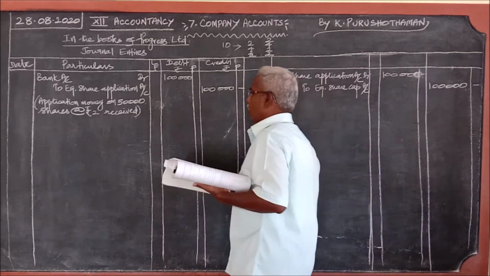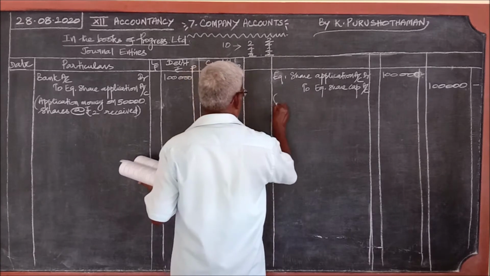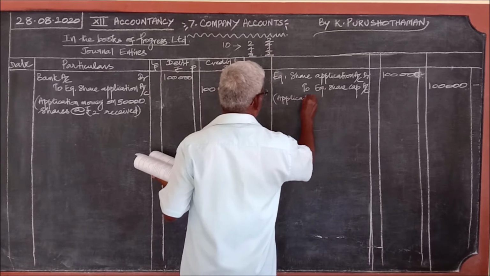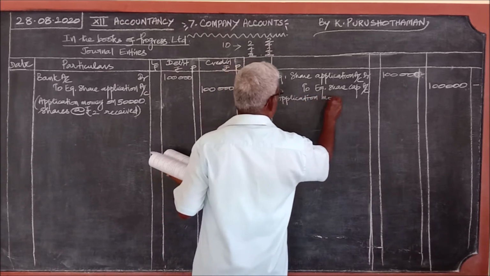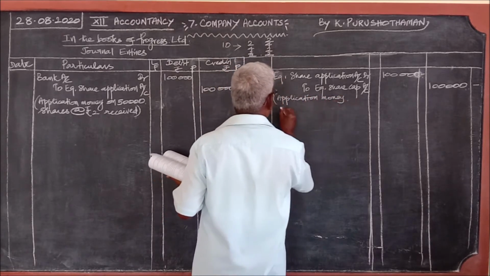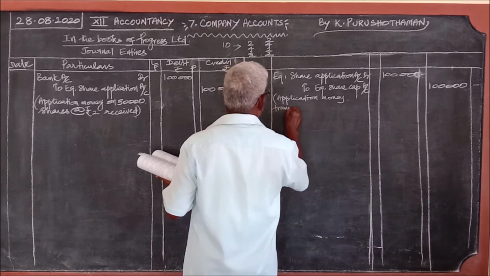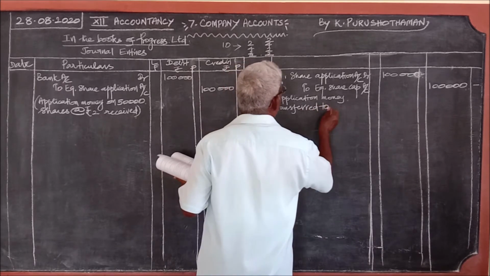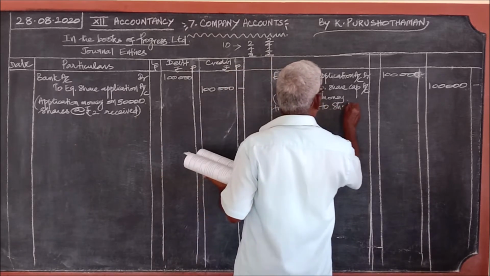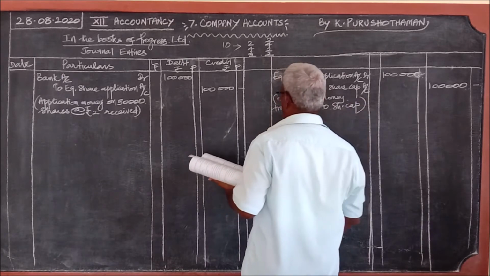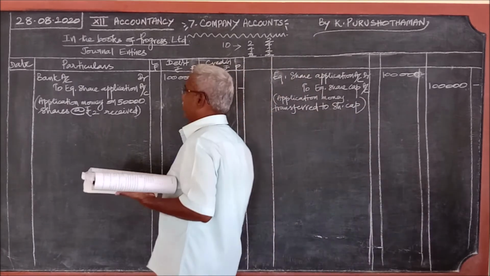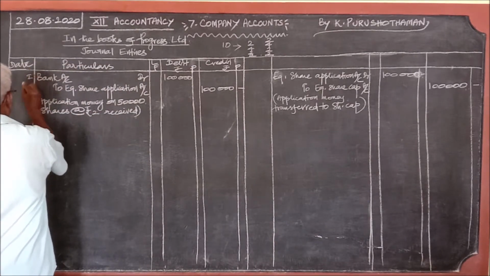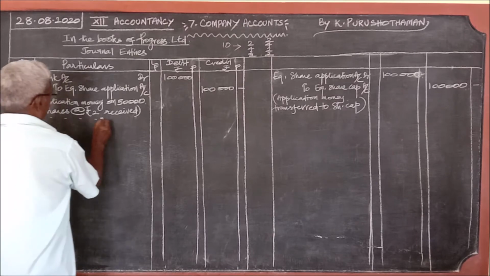Here, what should be written as narration? Application money transferred to share capital. The first stage is over, the application stage. Leave a line gap.